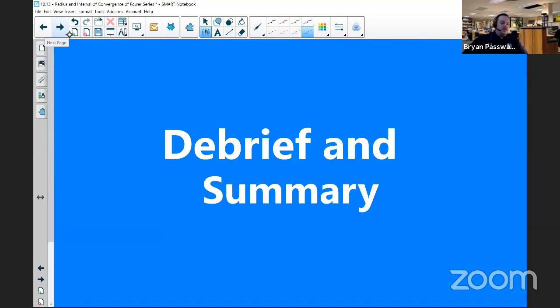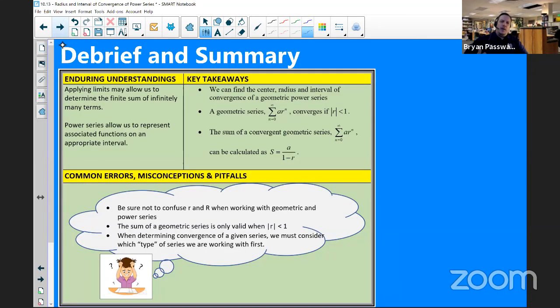So let's do a little bit of debrief and summary as we wind up here. Today, we talked about a couple of things: using limits to help us determine a finite sum for infinitely many terms using geometric series. And then we talked about power series a little bit. We didn't go super in depth into the theory behind power series, and we're going to keep building on that in the coming lessons. We're going to hopefully give you a better and better understanding of power series as we talk about ratio tests and Taylor polynomials and Taylor series later on this week.